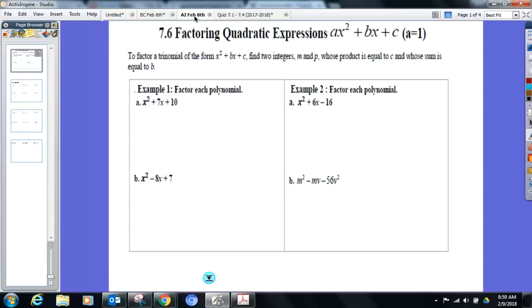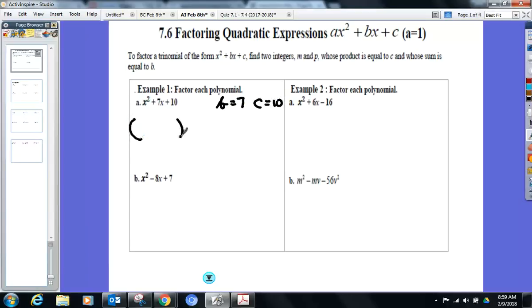Trinomial, where the a value, the number out in front of the x squared is, what's the number out in front of the x squared here? A 1. This is the only time I can do this method I'm about to show you, is with a trinomial where my a value is 1. All right? A is 1. What's my b value? Take a look. 7. And what's my c value? 10.